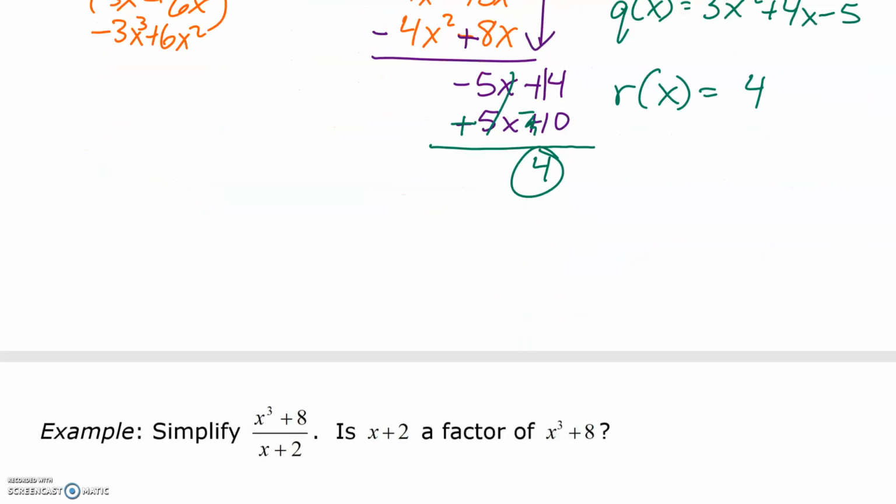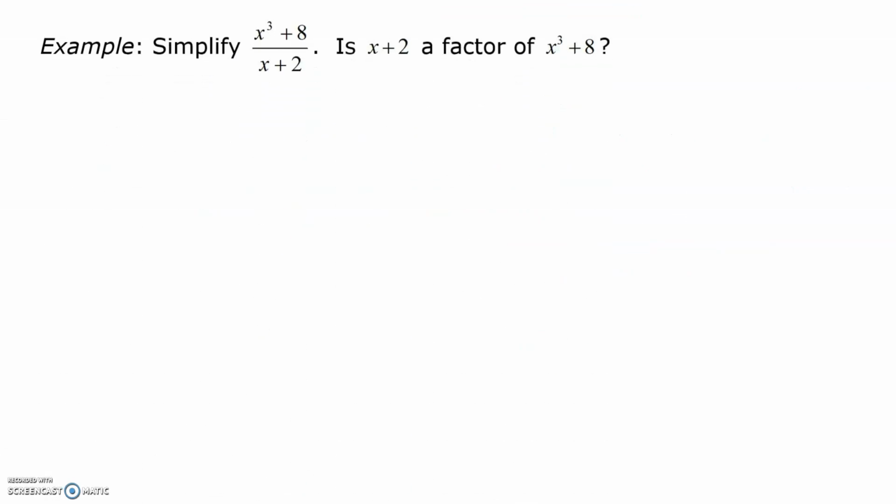Let's go ahead and take a look at the next example. All right, so for this example, we're going to end up simplifying x to the third plus 8 all divided by x plus 2. And it's asking if it's a factor. Now, the only way it would be a factor is if there is no remainder, and that's what we're looking for. And if there is a remainder, then that means that this is not a factor. So we're looking for no remainder, or the remainder equals 0.